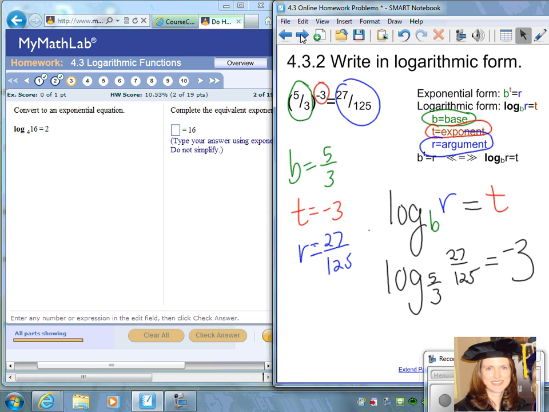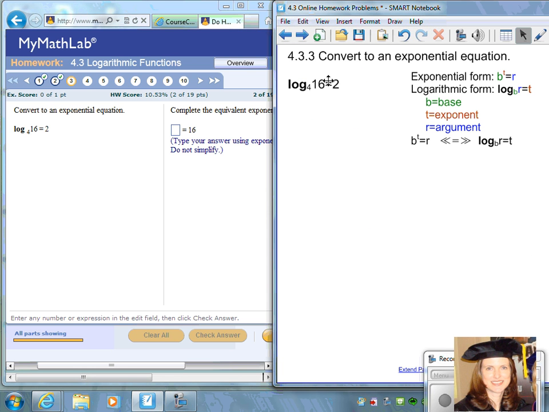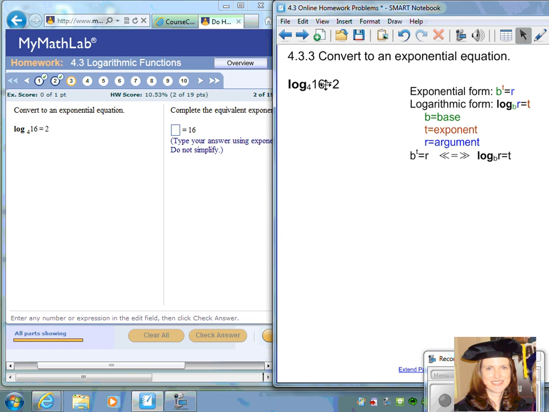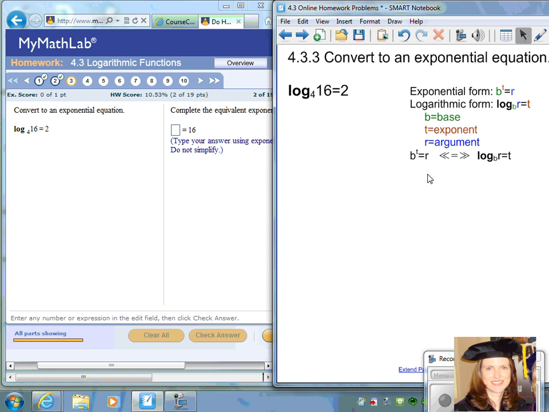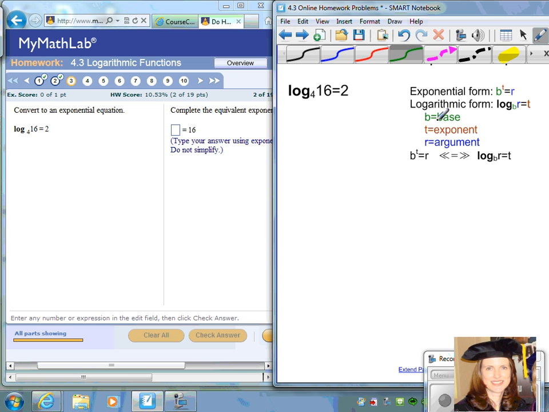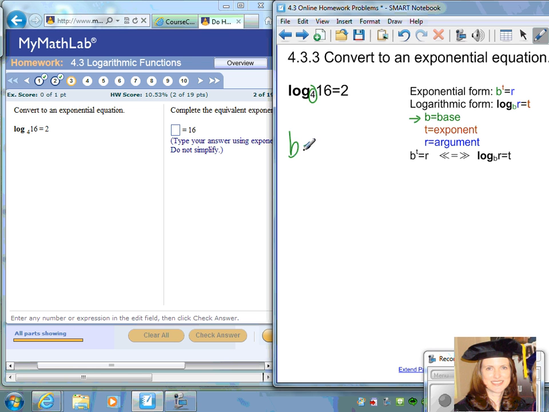Let's look at number 3. We want to convert to an exponential equation. Here we start off with a logarithmic equation, and we can go backwards. We can write it as an exponential equation. If we pick out the three parts, the base is b. Again, the base is 4. B is equal to 4.